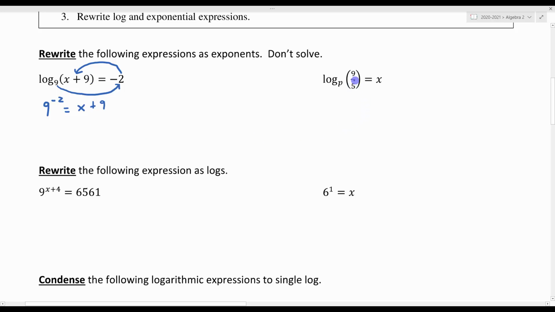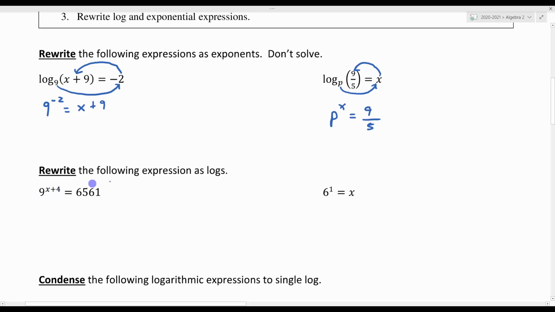Okay, so let's try it again. This time we have a base of p, so I'm going to start with my base. We circle around to get our exponent, so that's going to be p to the x power must equal whatever is inside of the log, which is 9/5. And if you get a fraction like that, just leave it as a fraction. There's no need to solve here. So we're just rearranging the pieces going from log form to exponential form.